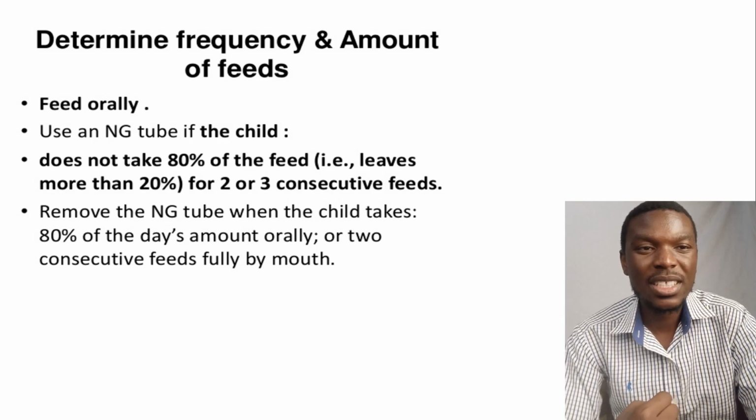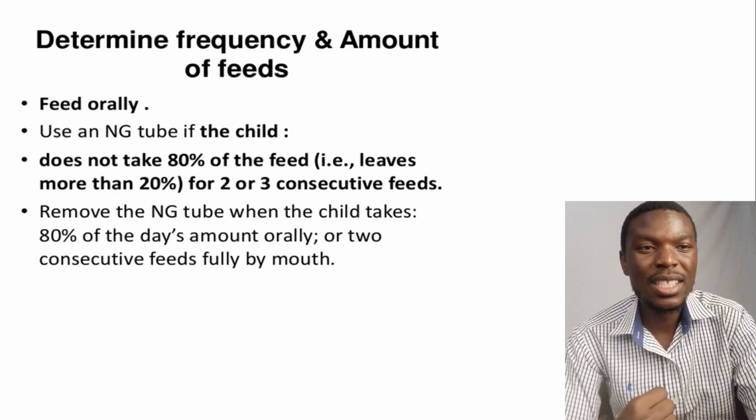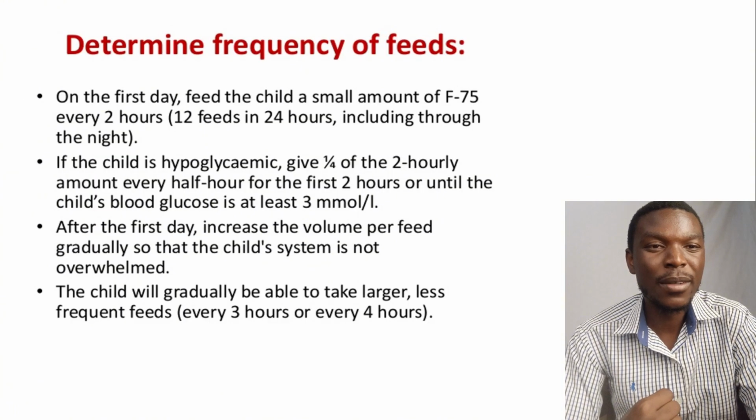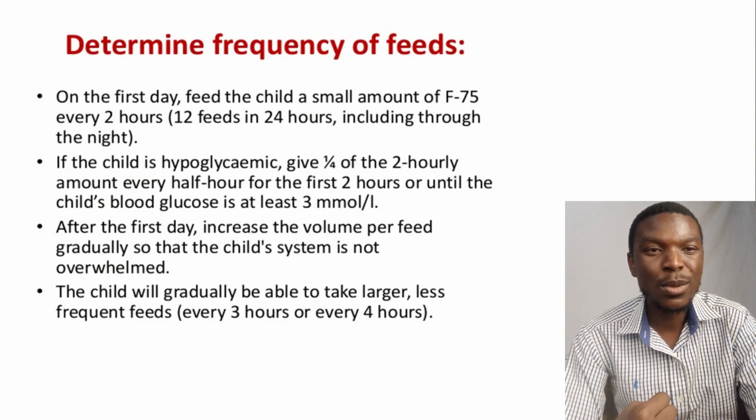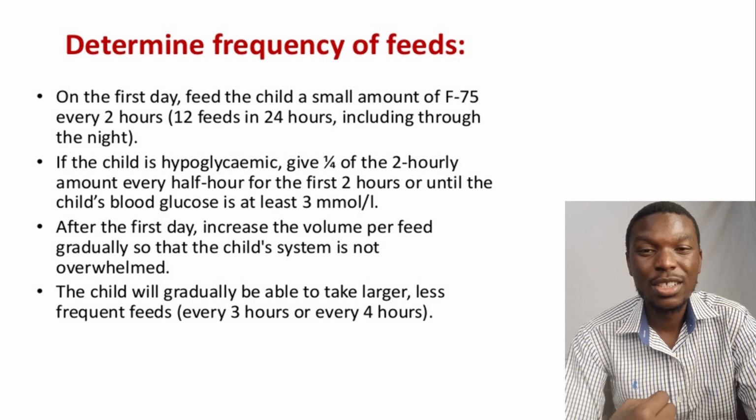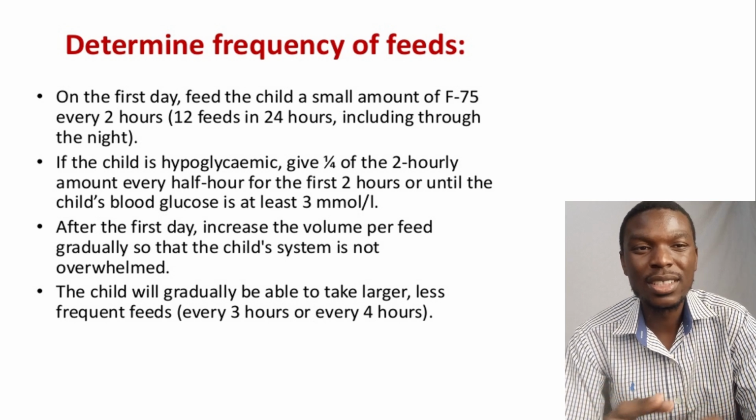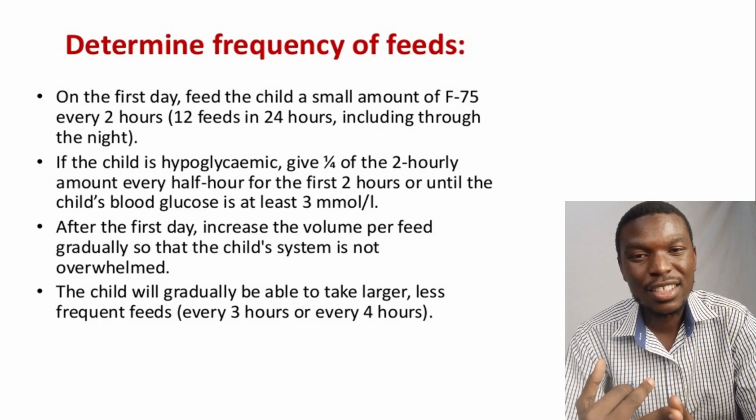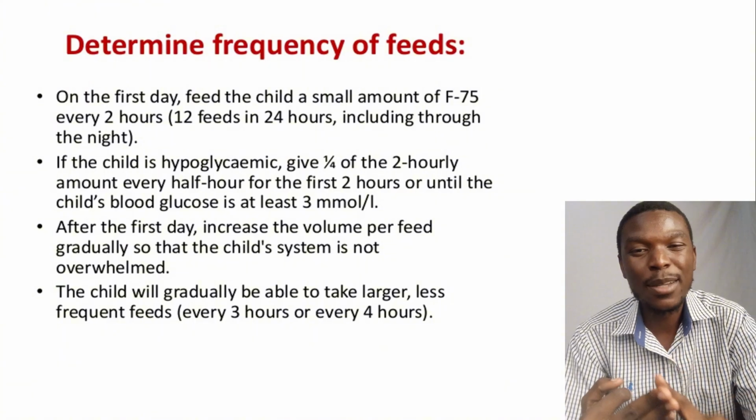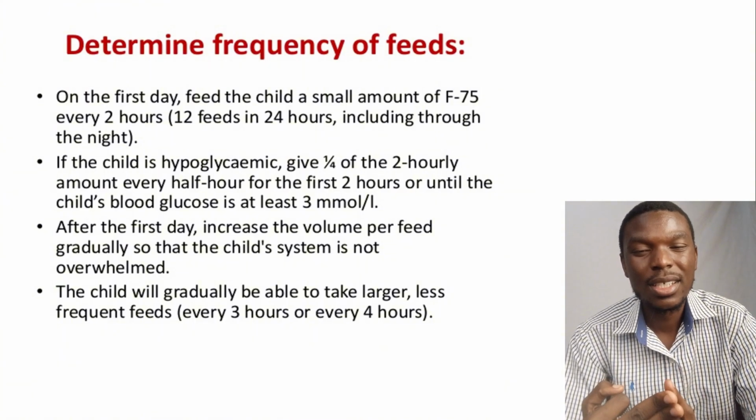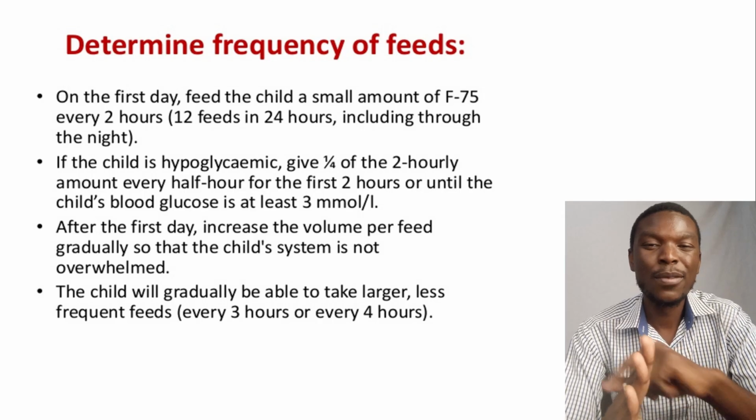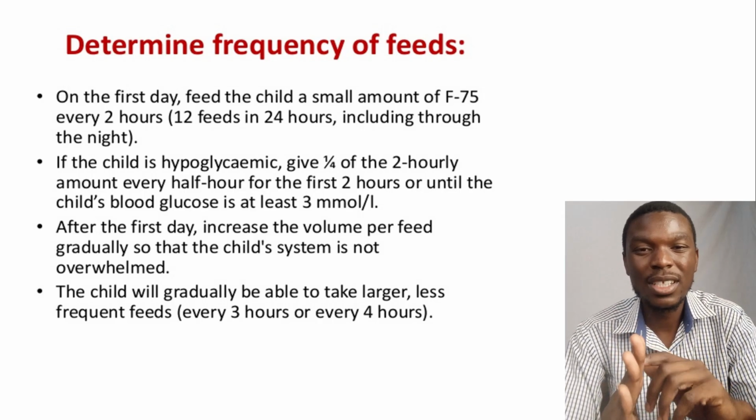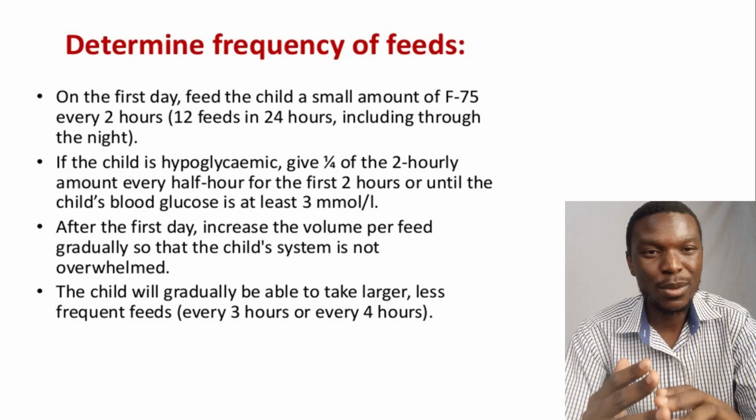So on the first day, you're going to feed the child a small amount of F75 every 2 hours, 12 feeds in 24 hours, including through the night. So this is the frequency of how you're feeding this child. Every 2 hours, day and night. So in total, you're going to feed this child 12 times in 24 hours. From 8 hours to the following day 8 hours, you're going to feed this child 12 times, every 2 hours.